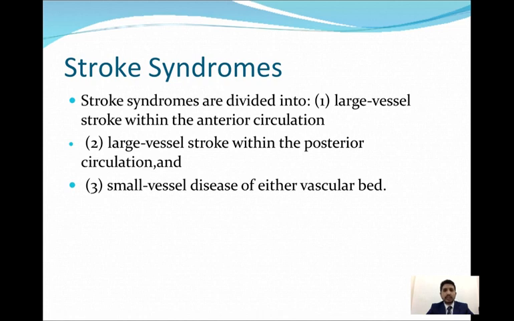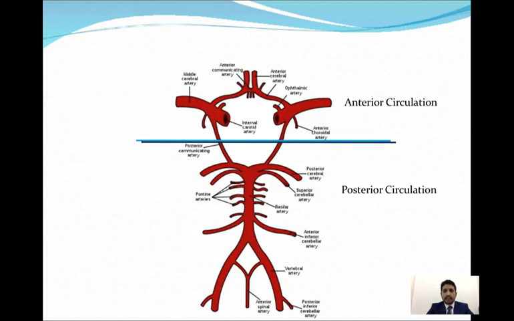It is basically divided into large vessel stroke with anterior circulation or posterior circulation, and then there is small vessel disease. Here, in the circle of Willis, we can see the division between anterior and posterior circulation. In posterior circulation, the two vertebral arteries join to form the basilar artery, which supplies the posterior part of the brain. And then there is anterior circulation, in which the internal carotid artery supplies and gives rise to the middle cerebral artery and anterior cerebral artery. These arteries supply the anterior part of the brain, and they communicate through communicating arteries.